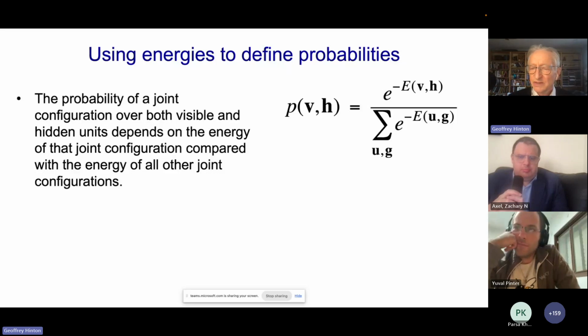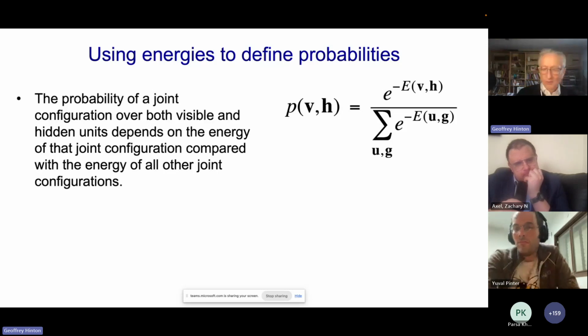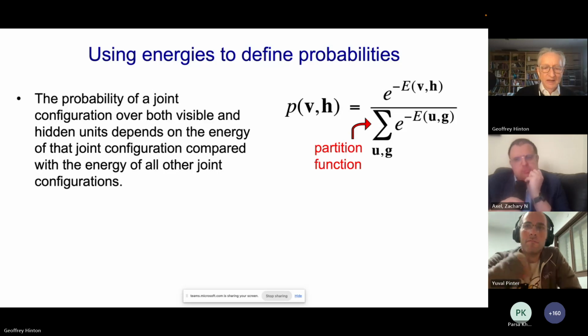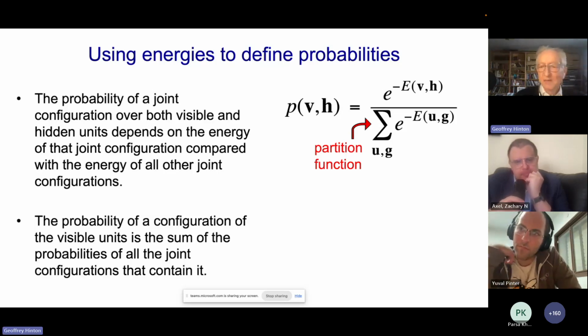You can't actually compute it for big systems, it's just much too big. And that's why it's good to be able to sample and get the same answer, or roughly the same answer. So that's called the partition function. And to get the actual probability of a joint configuration, you have to compute the energy of that joint configuration and then normalize by the partition function.